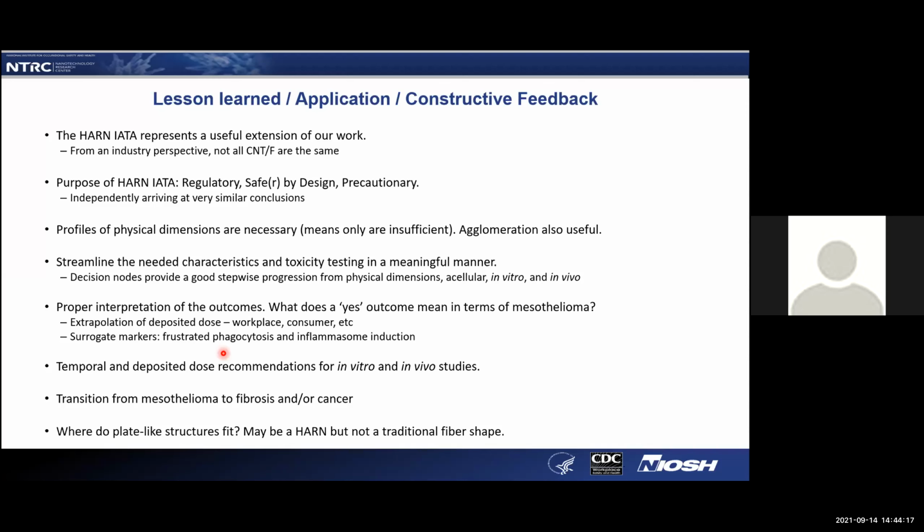Fiona touched on this, transitioning out of the mesothelioma harm to fibrosis or cancer. Multi-walled-1 is very unlikely to induce mesothelioma, but that does not mean that it won't induce pulmonary cancer. And the last one: where do plate-like structures fit? These can be high aspect ratio nanomaterials, but they're not really the traditional fiber shape. So I don't know if they have a great home in this HARN IATA, and they may be more relegated to a different one. But those were some of our comments from working through this.